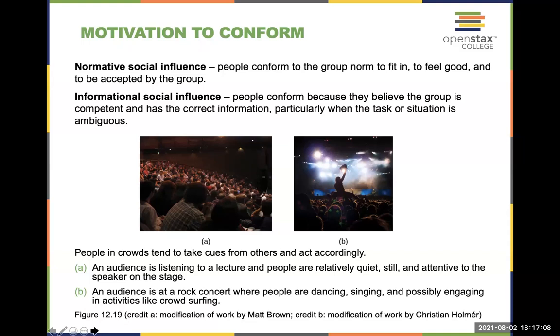A little bit later on, we're going to talk about the difference between in-group and out-group and stuff like that. And then informational social influence is when people conform because they believe the group is competent. They believe that the information is correct. This is particularly true when the task or the situation is ambiguous, right? When there's no clear path.